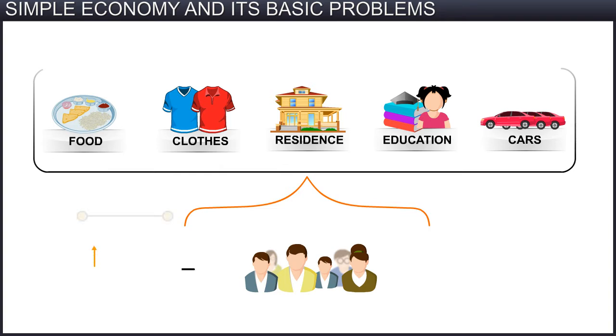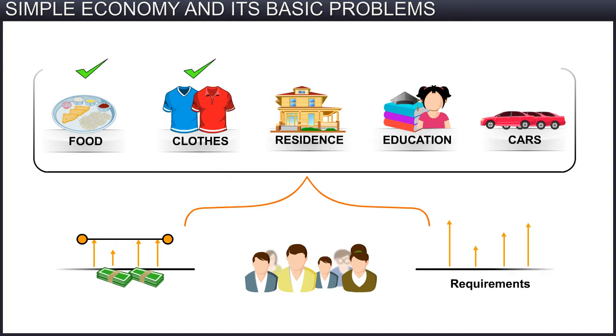But, due to limited resources, mainly money, individuals cannot acquire all the things they want. They may only have a few goods to satisfy their unlimited requirements. For example, individuals may have food and clothes. They may be able to provide for their children's education. But not all individuals have a car due to a lack of financial resources or money.